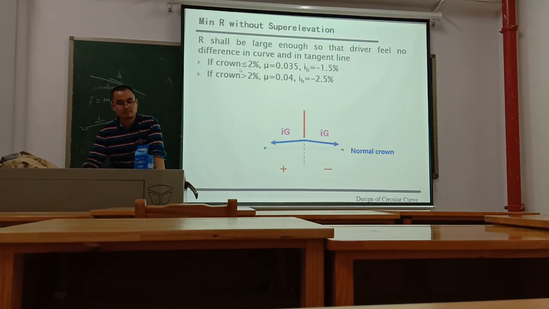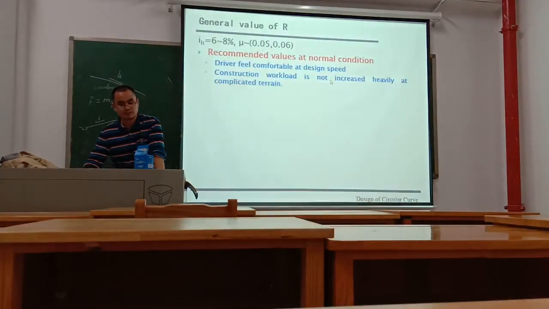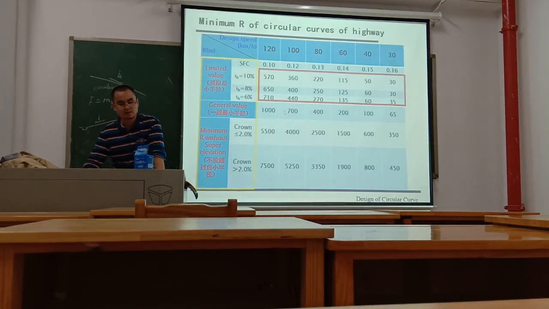If crown, cross slope is less than 2%, mu is equal to 0.035, IH is equal to negative 1.5%. If crown is greater than 2%, mu is 0.04, IH is equal to negative 2.5%. So, we draw the conclusion.